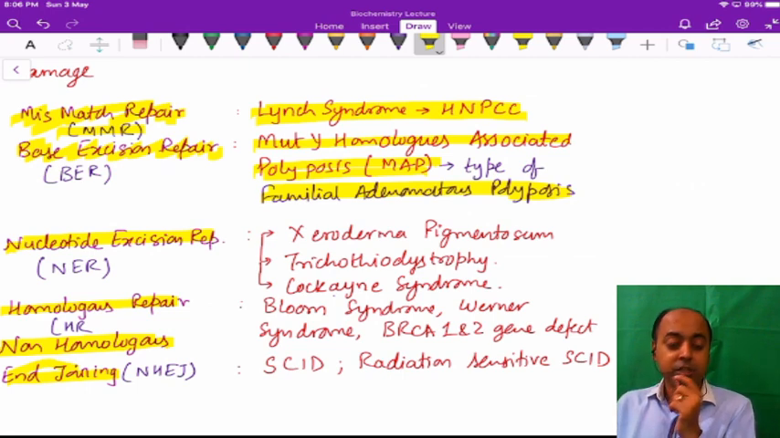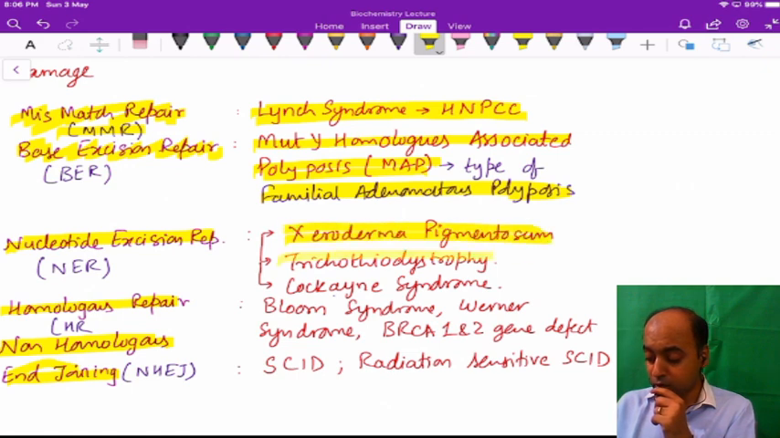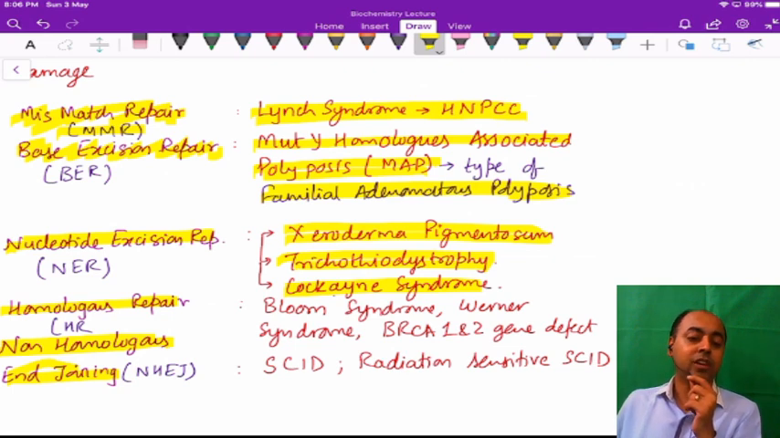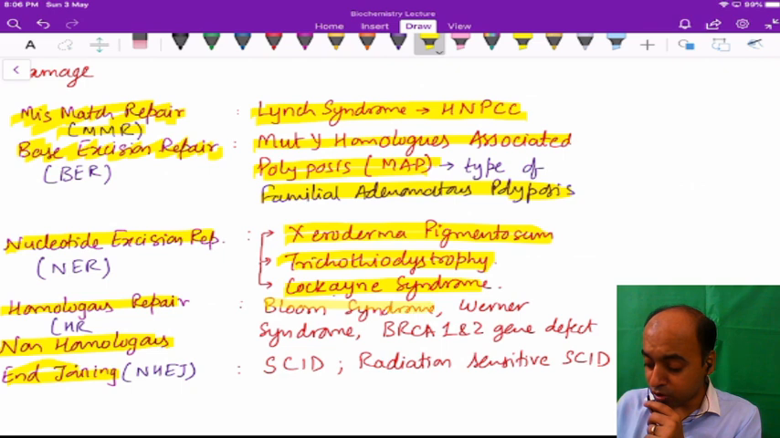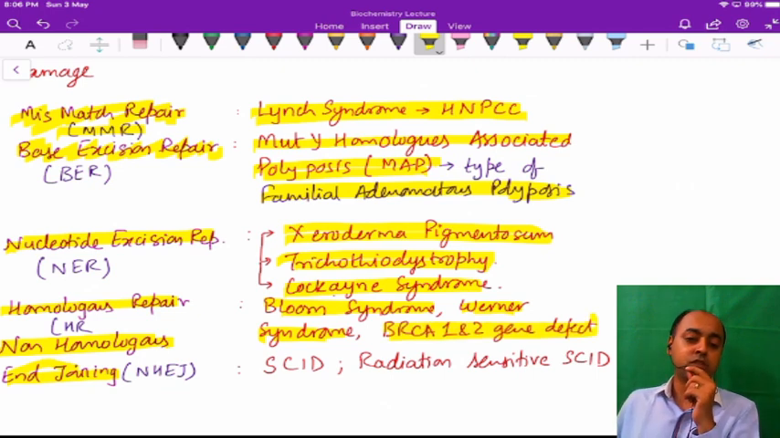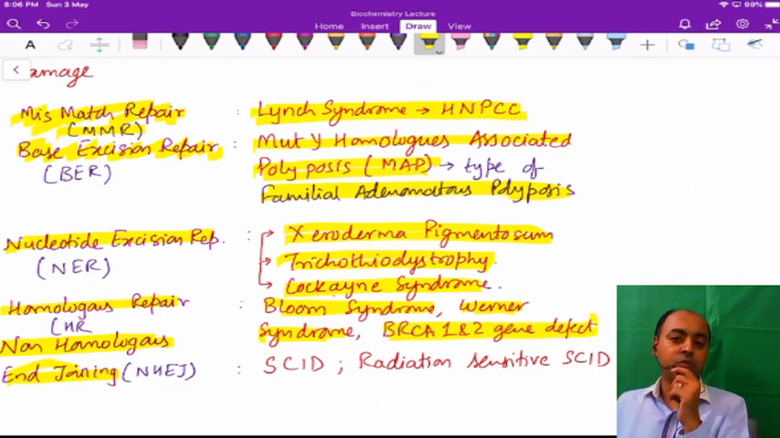The nucleotide excision repair is associated with the spectrum of disorders: Xeroderma Pigmentosum, most important, trichothiodystrophy, and Cockayne syndrome, where we have skin lesions, photosensitivity, and very frequent conversion to malignancy in case of Xeroderma Pigmentosum. The homologous repair is associated with Bloom syndrome, Werner syndrome, and defects in the BRCA1 and BRCA2 genes, which are very strongly associated with development of breast cancer.